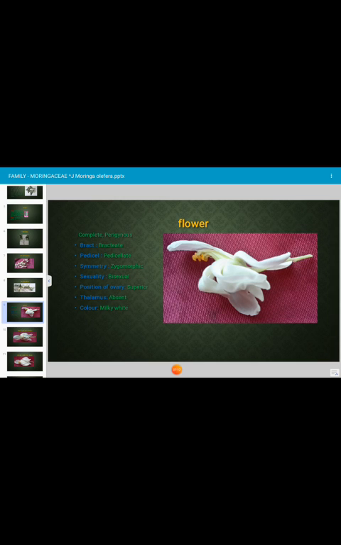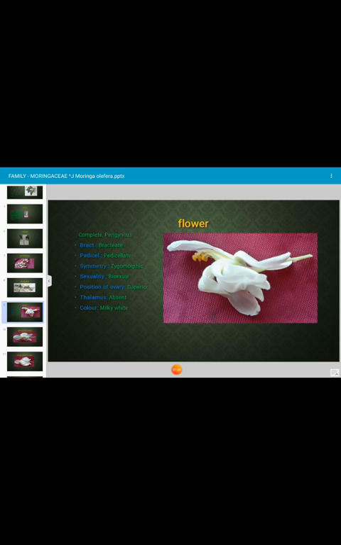And how is the sexuality of the flower? When the flower is having androecium, that is the male part, and gynoecium, that is the female part of the flower, when both are present in the flower, such flower is described as bisexual, or it is also described as hermaphrodite flower.